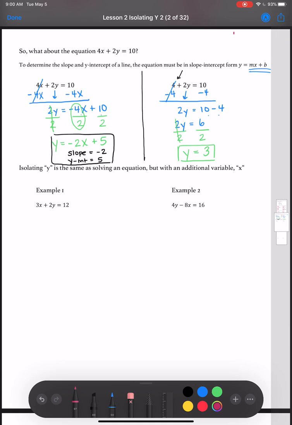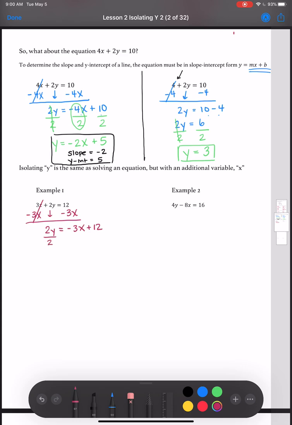Number 1, we're going to isolate y. We're going to solve for y. So we want to get that y term by itself. So we're going to subtract 3x from both sides. And we have 2y. Remember, 3x minus 3x is 0. And we bring down the 2y. Is equal to negative 3x plus 12.